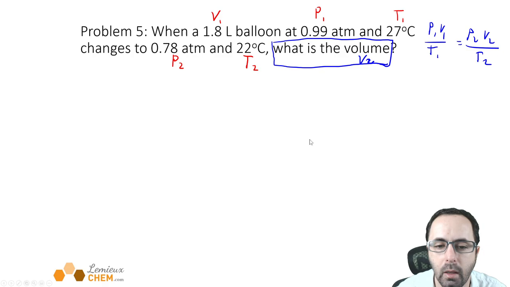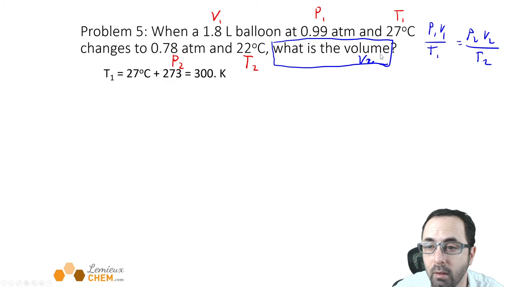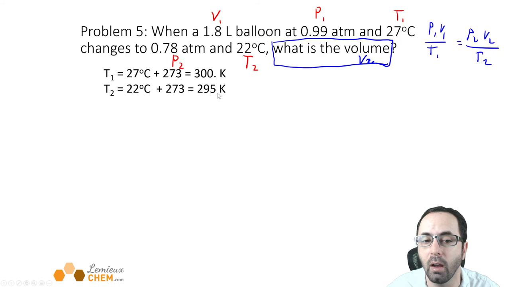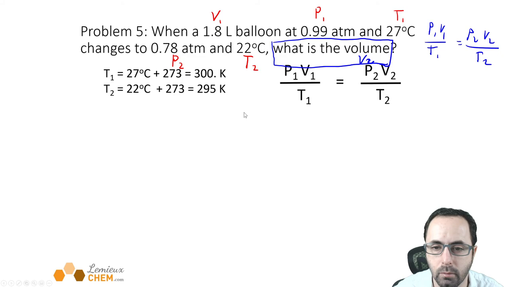And so first we need to get our temperatures straight. They need to be in kelvins. So T1 is 27 degrees Celsius. We add 273, we get 300 Kelvin. T2 is 22 degrees Celsius, so we add 273, we get 295 Kelvin. So now we've got our temperatures in kelvins. We're ready to go. P1 V1 over T1 equals P2 V2 over T2.